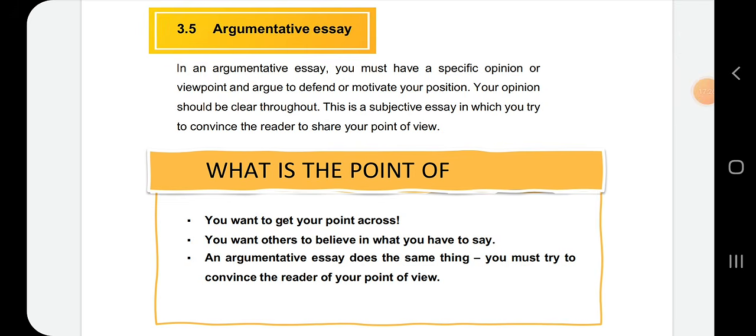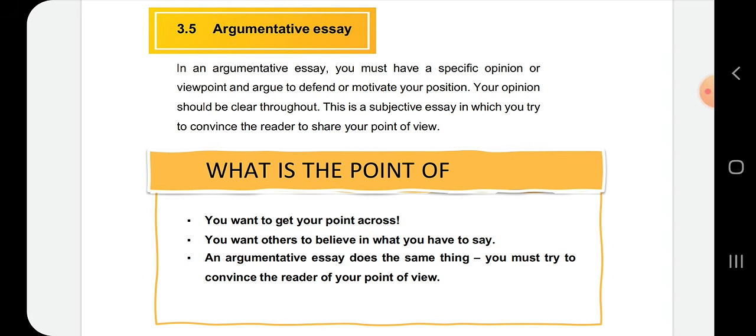So, the second essay that I have chosen for us to talk about is the argumentative essay. So, that is our next essay. We're going to look at some features of an argumentative essay. So, I chose 1.2 as the next topic. In an argumentative essay, you must have a specific opinion or viewpoint and argue to defend or motivate your position. So, your opinion should be clear throughout. This is a subjective essay in which you try to convince the reader to share your point of view.